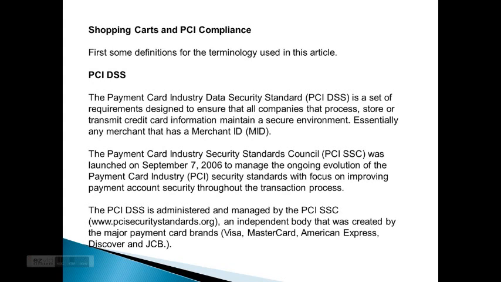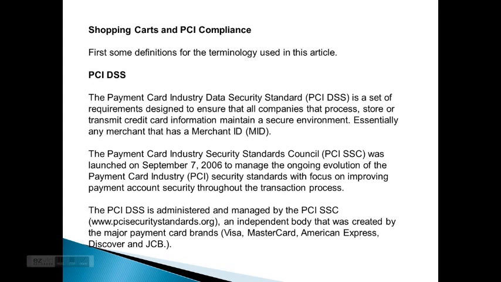So first, some definitions for the terminology used in this article. The first thing is PCI DSS. The Payment Card Industry Data Security Standard is a set of requirements designed to ensure that all companies that process, store, or transmit credit card information maintain a secure environment. Essentially, any merchant that has a merchant ID.